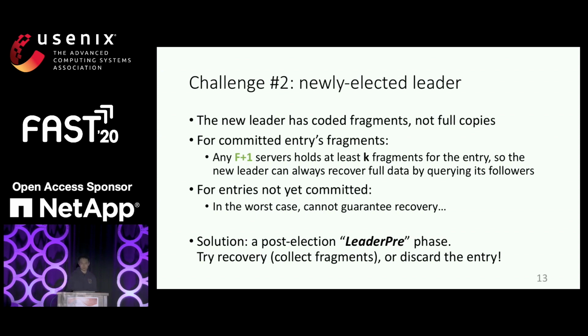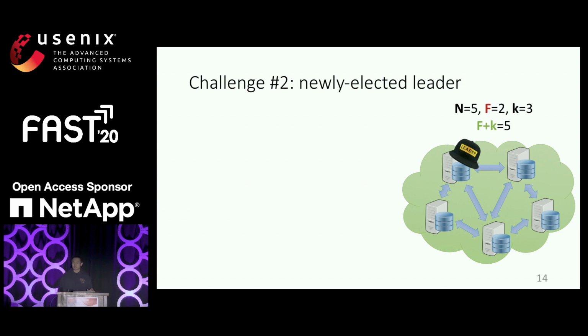To illustrate this, let's look at this slightly more complicated example. So the current leader will try to receive blocks and send fragments to everyone else. So data entry number 1 can now be committed by the leader because it's already saved in f plus k different servers, while the followers may or may not know it's being committed.